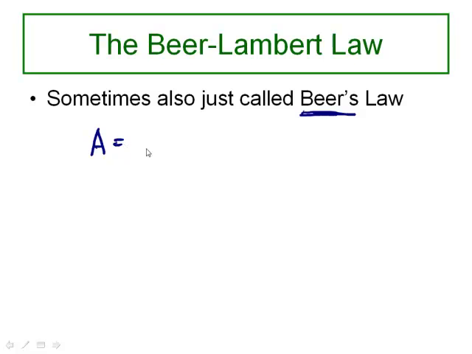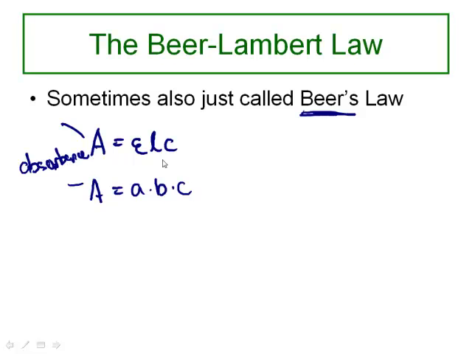A is equal to epsilon times L times C, or sometimes it's just called A is equal to A times B times C, where the A here, in either case, is the absorbance of the solution measured using a spectrophotometer, okay? L, or B in the equation, depending on how it's written in different places, just again, because chemists like to confuse you, okay?